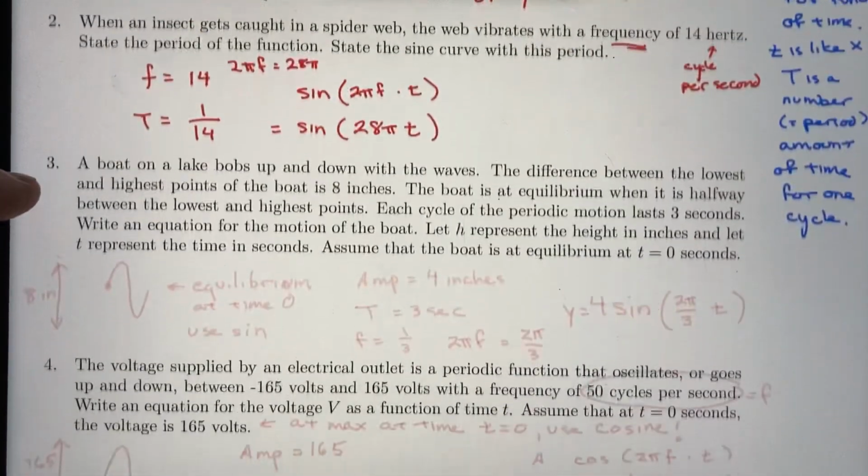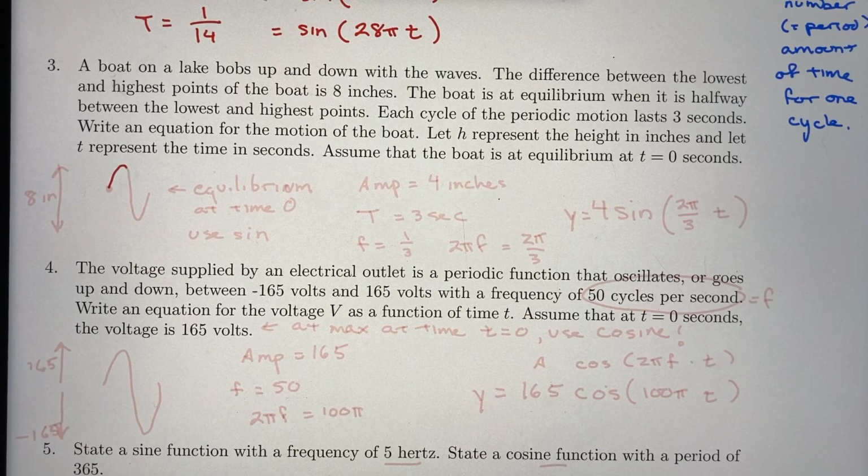Okay, so we're going to say that this boat goes up and down. It's at equilibrium at 0 seconds, which means we're in the middle of going up. So we're going to use sine. The distance between the lowest and highest is 8 inches. So the amplitude, again, is only 4 inches. Middle to top.